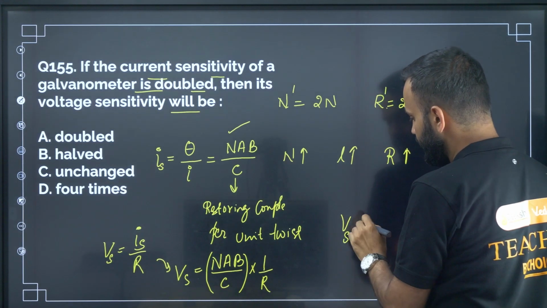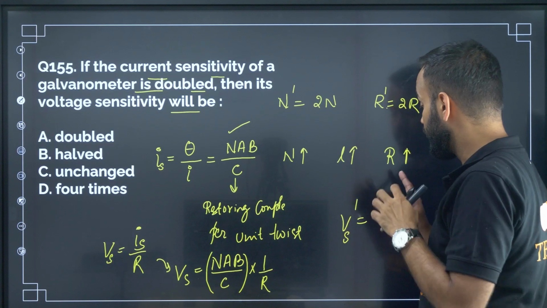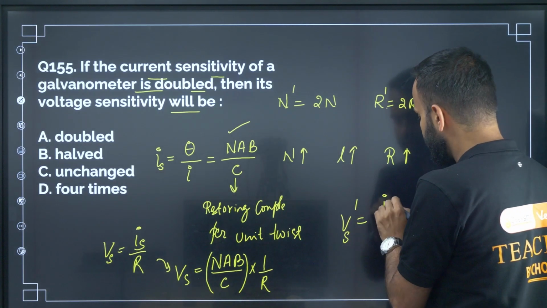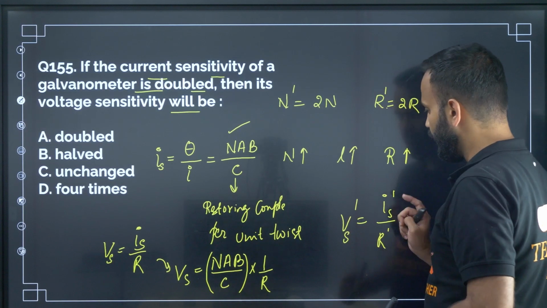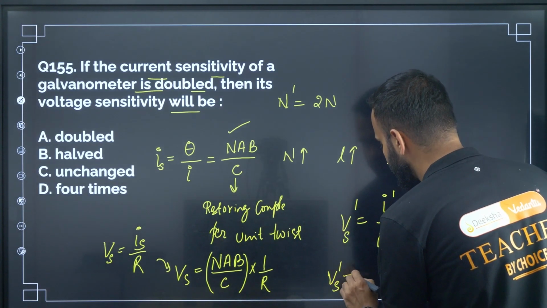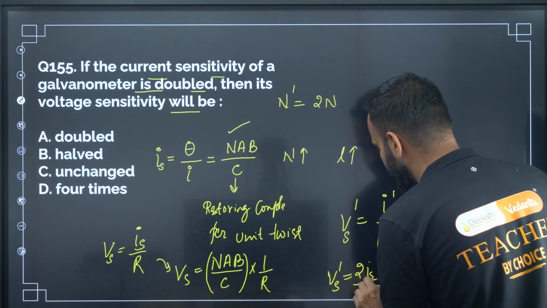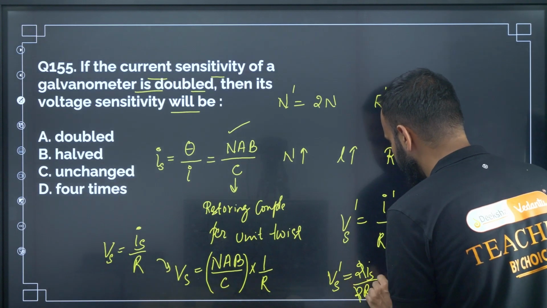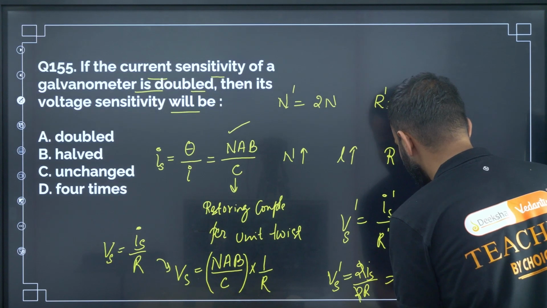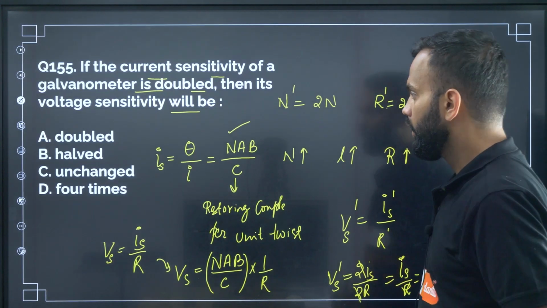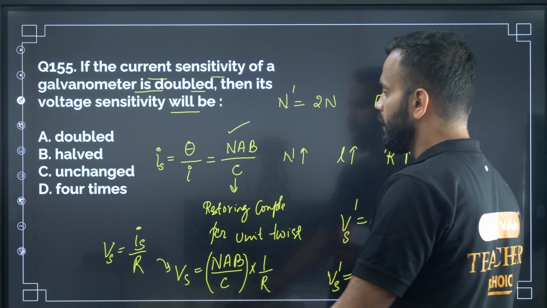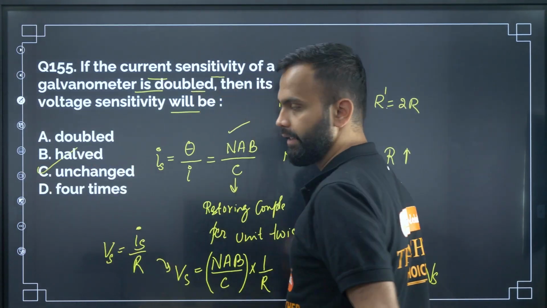Now the new voltage sensitivity, Vs dash, is equal to Is dash divided by R dash. What is Is dash? Is dash is 2Is, okay? So Vs dash is equal to 2Is divided by 2R. Your 2 will get cancelled. So the voltage sensitivity will be the same, that is, it remains unchanged. So the correct option is C.